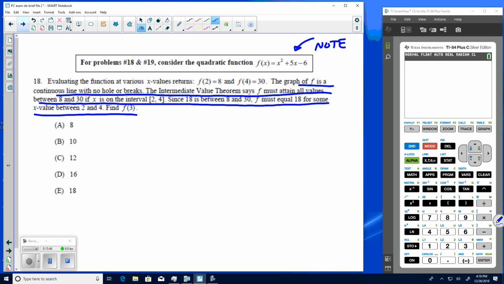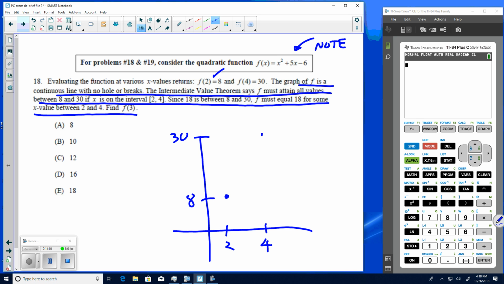So maybe we can draw a little picture here quickly, just to get a sense of what's going on. When x is 2, f is 8, that gives us that dot. And when x is 4, f is 30. So that's up there. It says we have a continuous line. In fact, this is a parabola. We could actually figure out what the shape of the parabola was if we wanted. But between these two dots, we do have a continuous line with no holes or breaks.